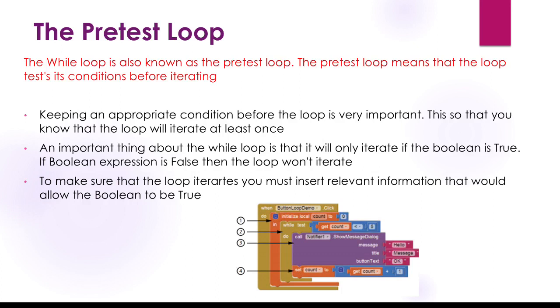For example, if I initialize my count variable to 6 and then keep a condition that if the count is less than 5, then continue, this loop wouldn't iterate since the condition says that the number has to be less than 5. And the counter variable is already initialized to a number greater than 5. But if the count variable was initialized to 0, then the loop would definitely work, and it would iterate. By now, you must have found out that the while loop will only iterate if the Boolean expression is true, and this is only possible if the loop contains relevant information.